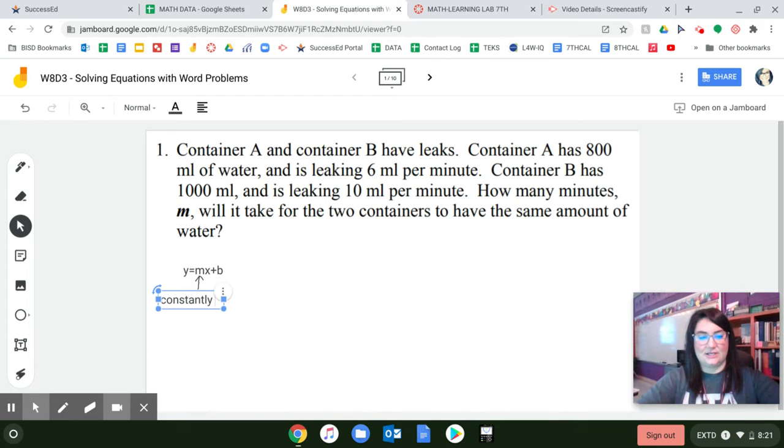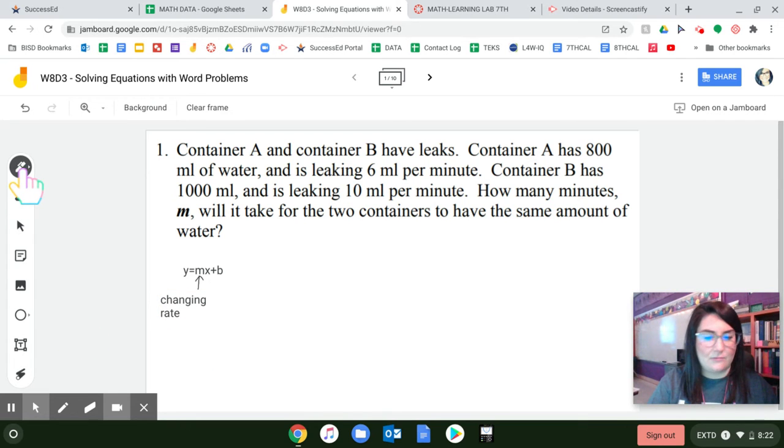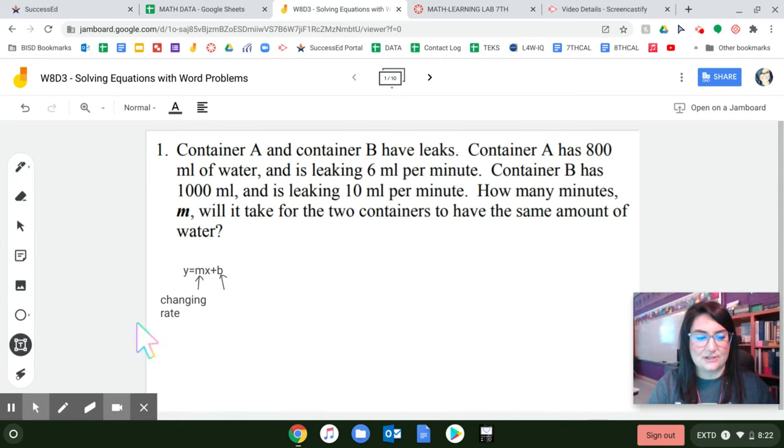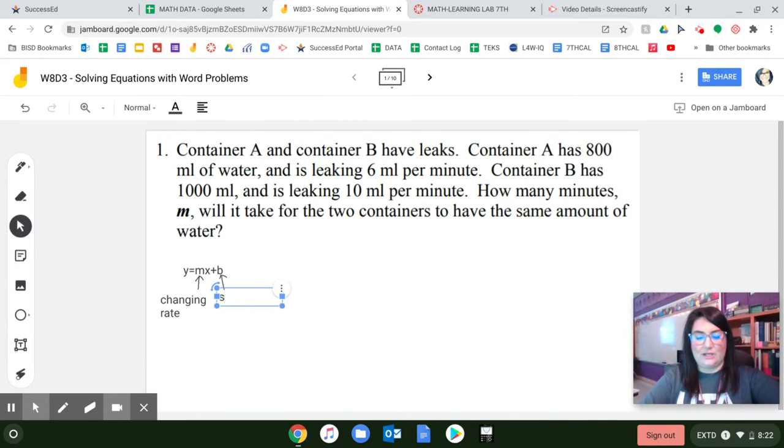Actually, I'm not going to use the word constantly because constant actually also refers to b, which I know is confusing because it stays the same, so they call it a constant. I'm actually going to call this the changing rate. Your b is going to be your starting point. So it's still your starting point, just like when we were finding your y-intercept, okay?